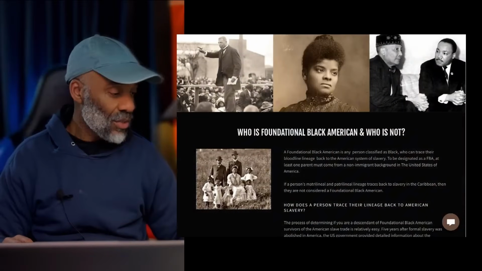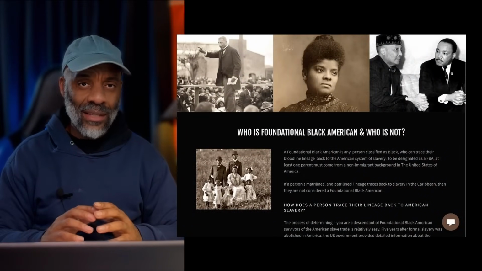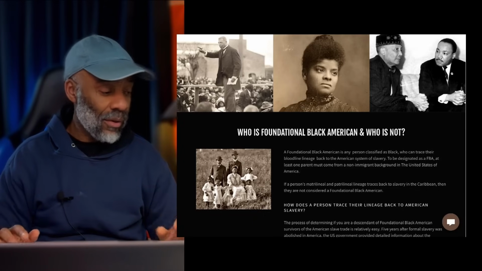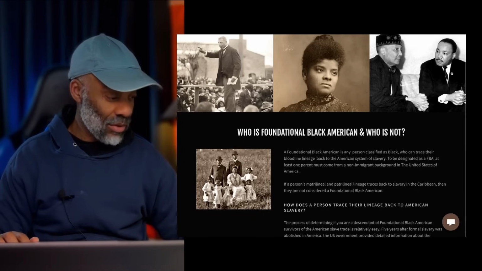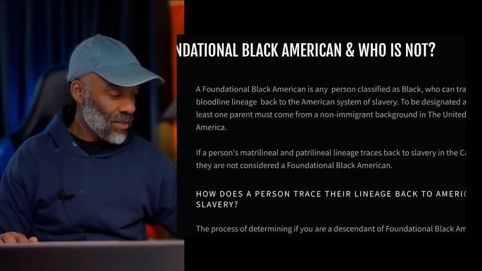Okay, so let's start with definitions. Who are foundational Black Americans and who are not foundational Black Americans? I think the best thing to do is to actually go to the source of where the term foundational Black Americans comes from. So in this case, this is the official FBA.com website. I think that this is the authority on the definition of foundational Black American, and I think that we need to just go right to it and check it out. So who is a foundational Black American? Well, let's make this a little bigger.